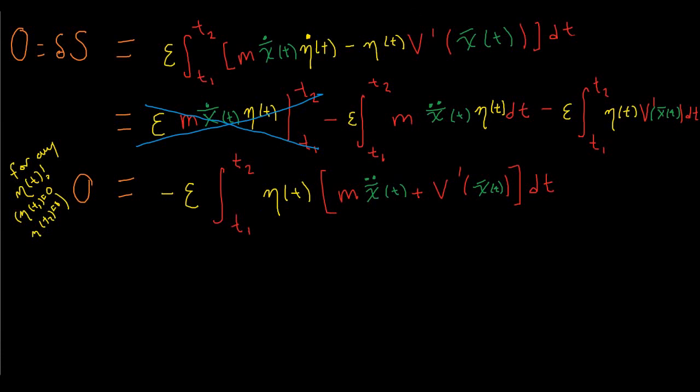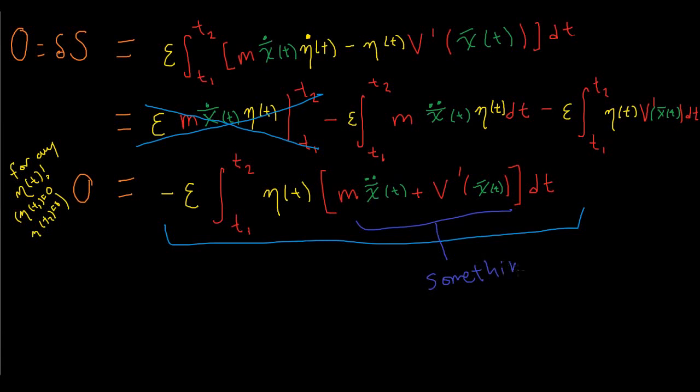So how can this whole integral right here be 0 for any eta of t? Well, let's look at this thing in brackets, right? Well, let me use a different color. This thing in brackets, we're just going to call this something for now. We're not even going to really look at it. This is just something.